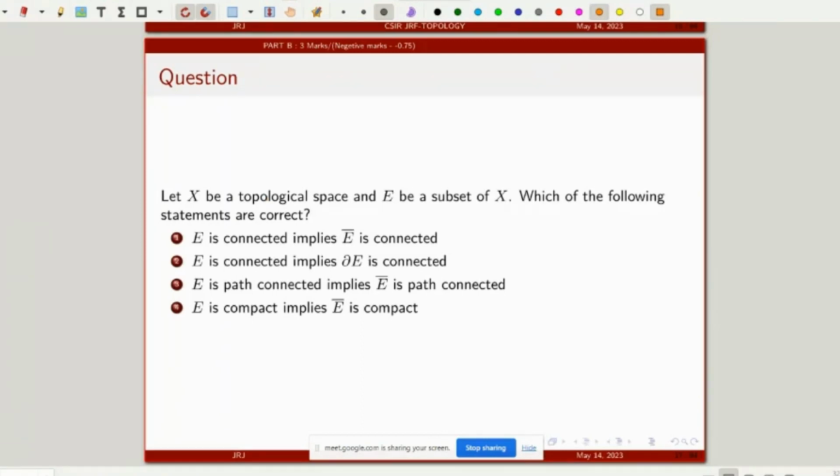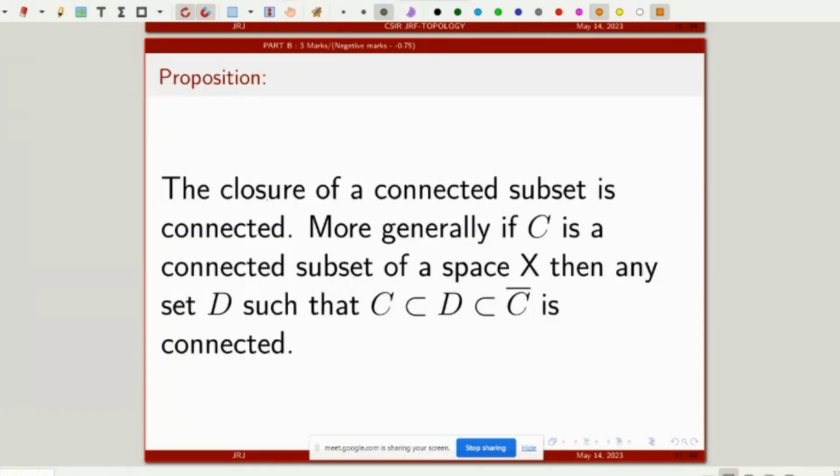So before solving this question, I will introduce some other topics, like this proposition you might have studied in your topology course. The closure of a connected subset is connected. More generally, if C is a connected subset, then whatever subset we take in between C and C closure will also be connected. Have you studied this result in your topology course? If C is connected, C closure is connected. Yes. Okay, so you are familiar with this one.